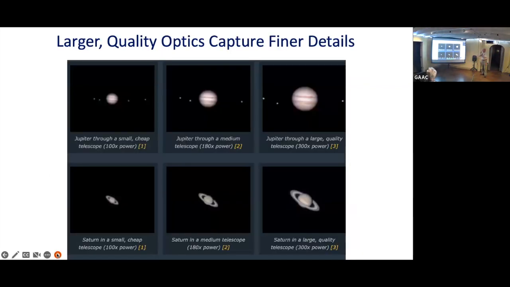Same thing with the planets. The two biggies for most of us are Jupiter, the one at the top, and Saturn at the bottom. You can see lots of interesting detail on these, but you see the difference between a small cheap telescope, where it's kind of fuzzy and you can't see much, and over here with a larger scope, you can see lots of detail. Same with Saturn.